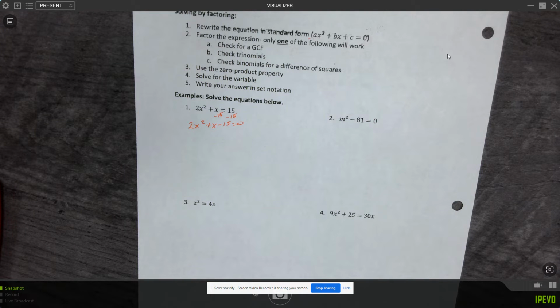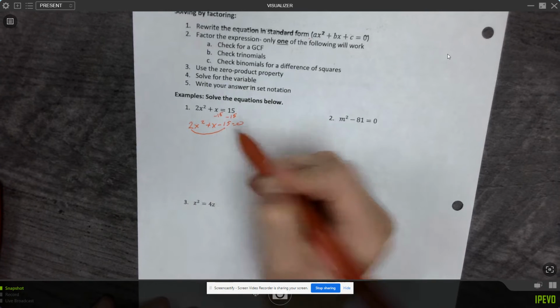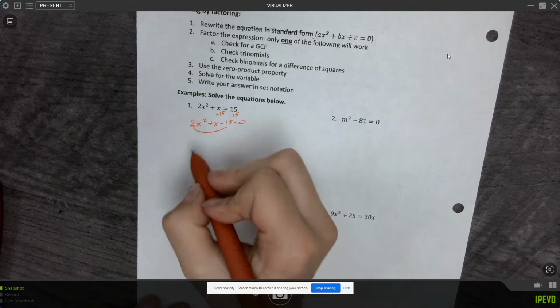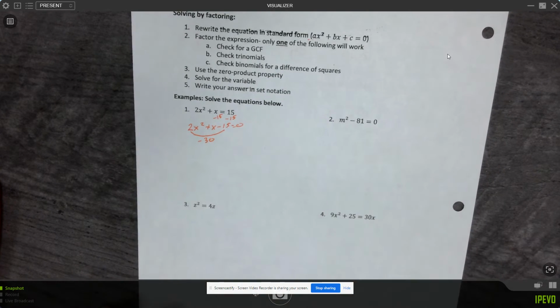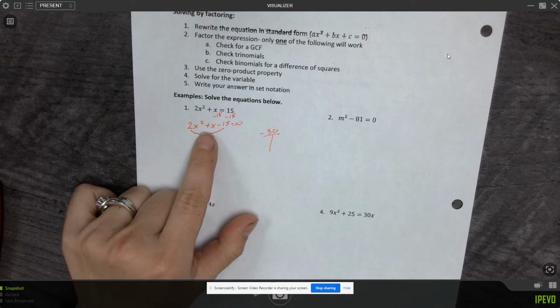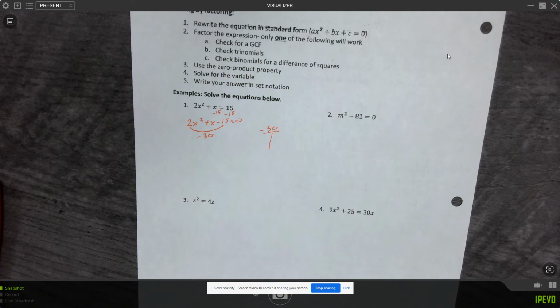Okay, so let's recall how to do this. Your trinomials are the one where you are going to multiply both of these numbers, the beginning and the end number. 2 times negative 15 is negative 30. You need your 2 numbers that multiply to be negative 30 and add up to be a positive 1. I'm multiplying to be a negative, so I need 1 positive and 1 negative.